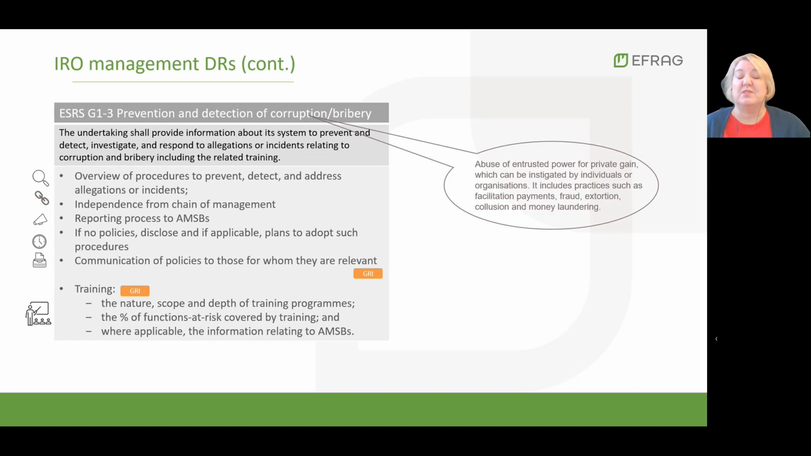And then if you have no policies, you need to disclose that. And also how you communicate your policies to whom they may be relevant. These can be your suppliers, your customers, or your own workforce or workers in the value chain. And then we have certain disclosure requirements around training. The reason for this is that training is a very important tool in the toolbox to avoid corruption and bribery. So we have certain requirements in that area.